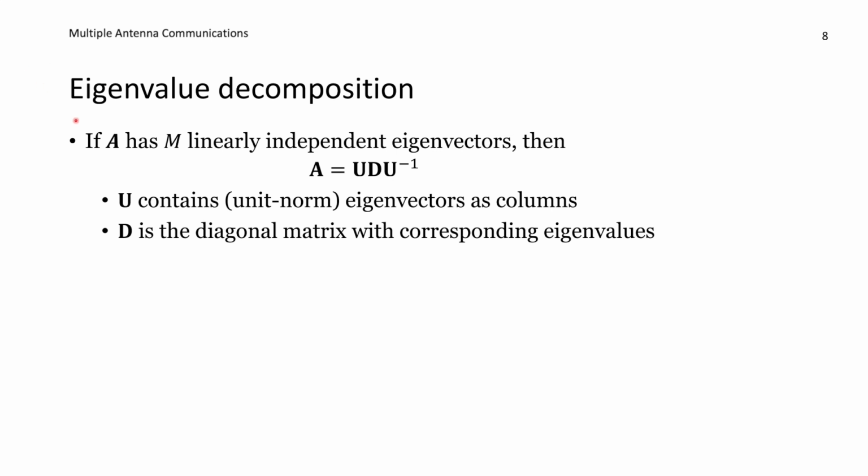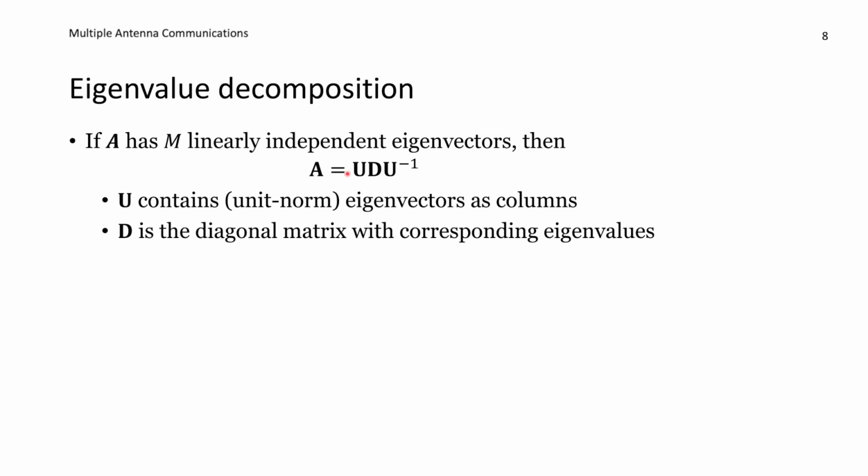So if the matrix A has m linearly independent eigenvectors, so these are vectors pointing in different directions and they satisfy the requirement of linear independence, then we can take the matrix A and write it in terms of its eigenvectors and eigenvalues. The way this is done is that you create the matrix U, which contains the unit norm versions of the eigenvectors. So remember, for each eigenvector there are eigenvectors of different length, but if you take each one of them and you normalize them, so they have length 1, then you put them as columns in this matrix U. And then you take a diagonal matrix D that on each diagonal element contains the corresponding eigenvalues.